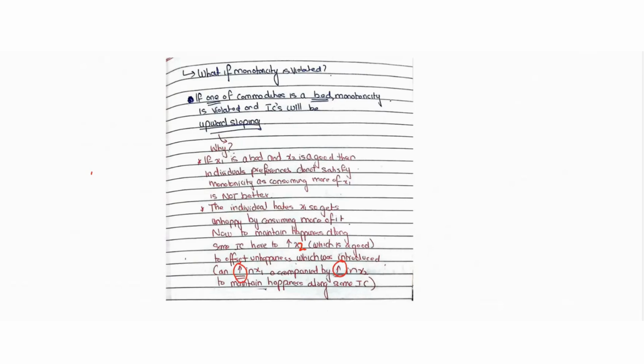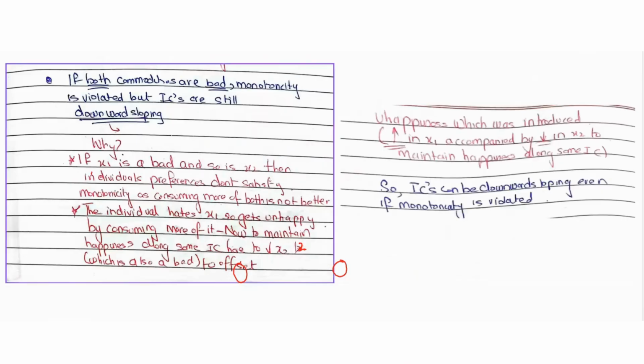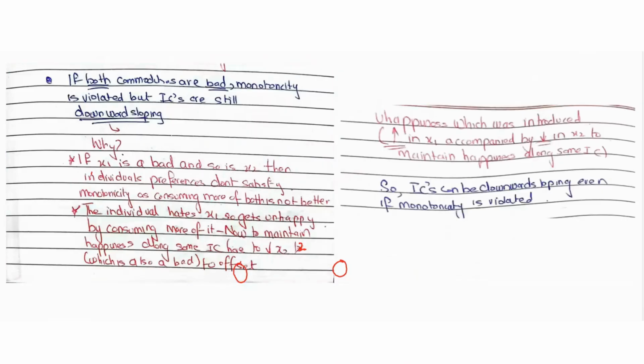Let's look at what if both the commodities are bads. If both commodities are bad, again monotonicity is violated, but ICs are still going to be downward sloping. So in the first case we saw, where monotonicity was satisfied, ICs were downward sloping. But even if monotonicity is violated, it's possible that ICs are still downward sloping. Let's see why. If X1 is a bad and so is X2, then individual preferences don't satisfy monotonicity, as consuming more of both is not better.